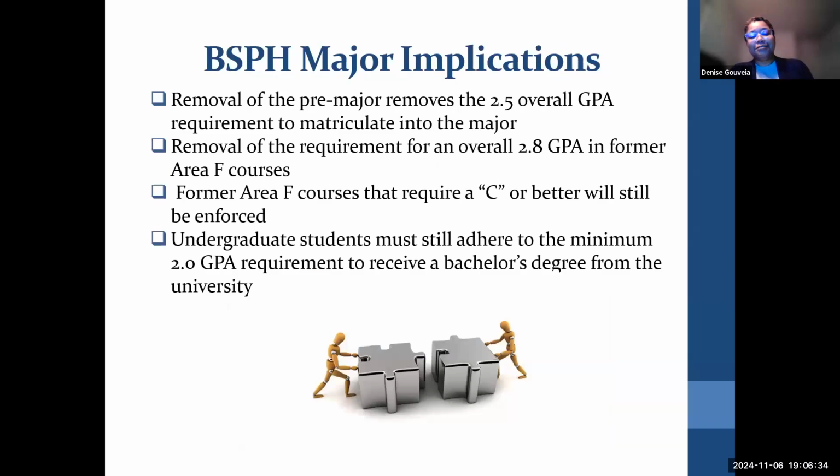So, implications for us having the major and not the pre-major anymore. We have removed the overall 2.5 GPA that was required to matriculate into the major. We've also removed the 2.8 GPA in what used to be Area F courses, but is our lower division courses. We require C or better, so that will still be enforced in that preliminary block of courses that you would be taking, which would be our introductory public health courses, and undergraduate students must still adhere to the minimum 2.0 GPA requirement to receive a bachelor's degree from Georgia State University.